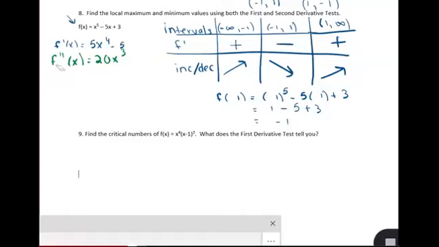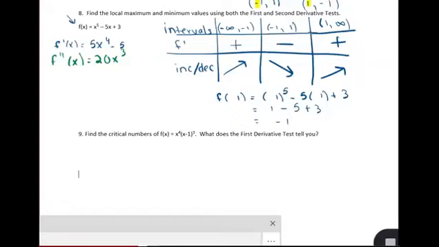Well, how are we going to find that? Remember we just solved our critical numbers? Our critical numbers are where our first derivative is equal to 0. And we already found those. We found those at our -1, and we found those at our +1. So what we need to do is check our critical numbers in our second derivative so that we can see what's happening at those critical numbers.